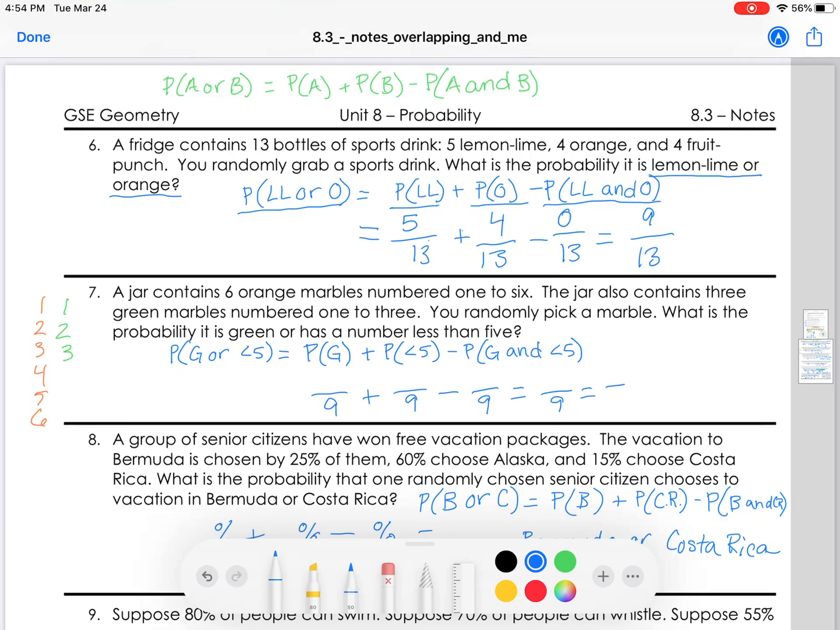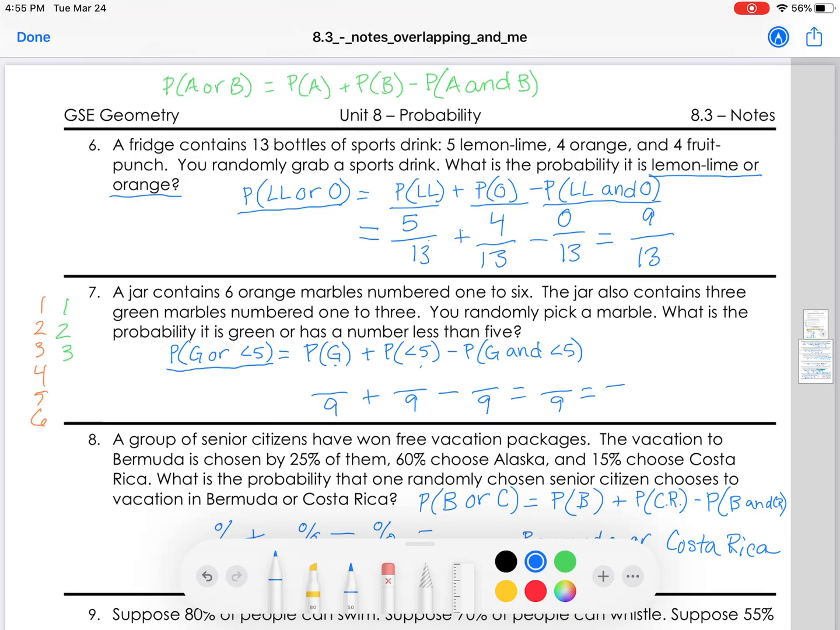Now number 7, there are 6 orange marbles numbered 1 to 6. And the jar also has green marbles labeled 1 to 3. You can see out to the left side that I wrote all of my different outcomes and the colors because I like to visualize. All right, I randomly pick a marble. What's the probability it is green or has a number less than 5? And so I wrote probability of G or less than 5 to calculate. And I need to use the same formula. I just interchange A and B for green and less than 5.